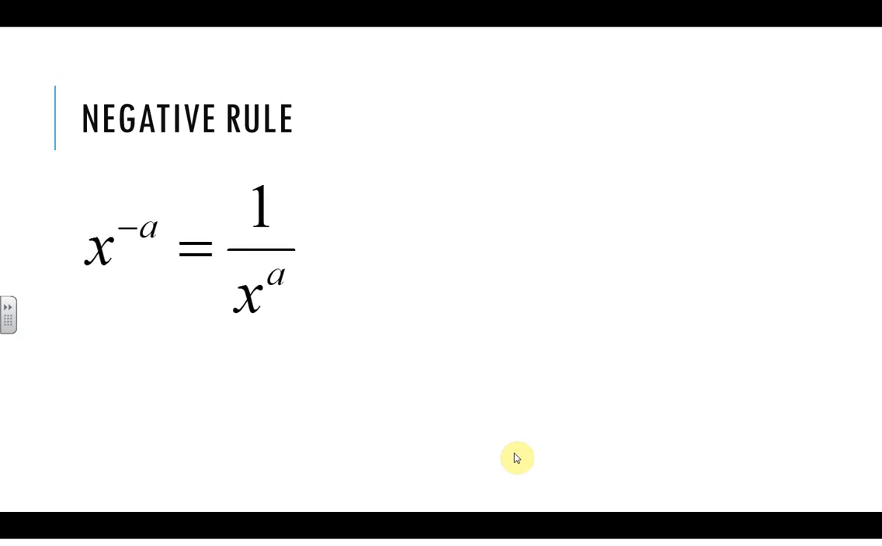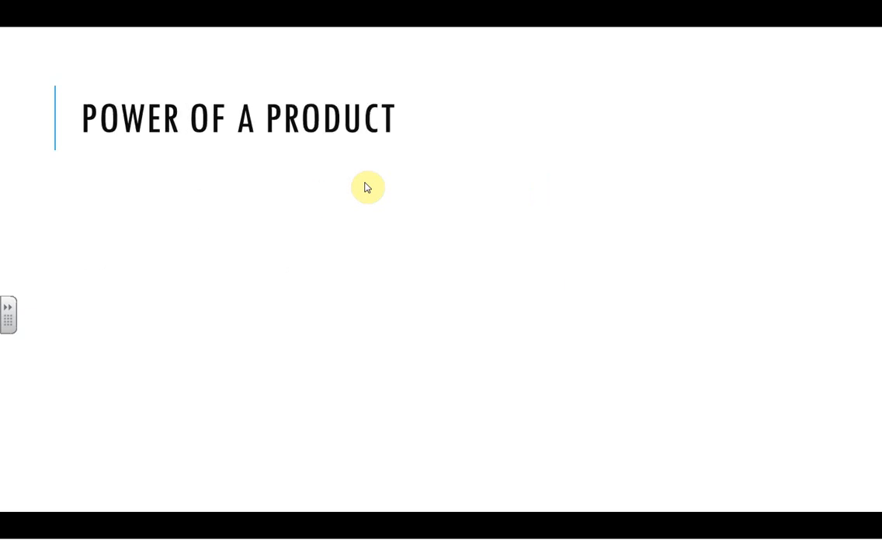Negative rule. If you see a negative exponent, in order to change it, just move it. For this one, it's technically in the numerator, so you move it to the denominator and make the exponent positive. Because remember, this is technically over 1 right now, so you just essentially flip it. If it's in the denominator, it turns positive in the numerator. And you could put that over 1.